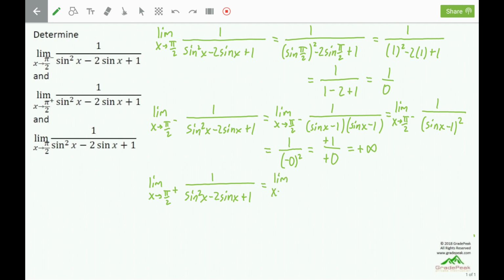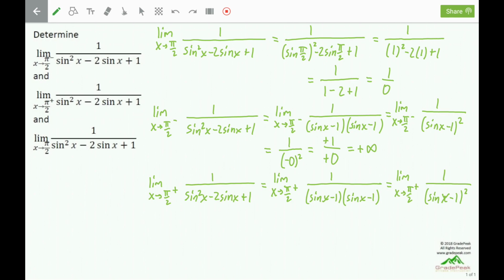The right-sided limit will work out in a similar fashion. It will factor exactly the same. And the matching factors can multiply together to become quantity squared in the denominator. This is the right-sided limit. The right side of pi over 2 is greater than pi over 2, which puts it in the second quadrant.